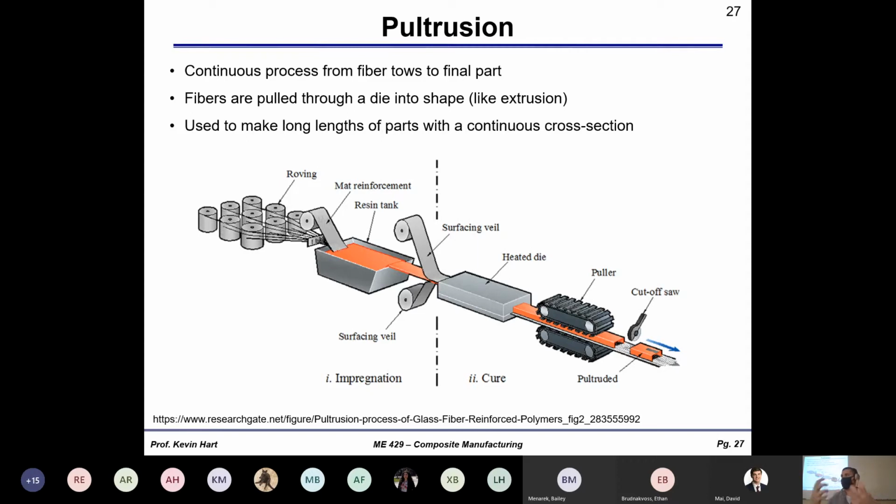So that die can have an I-beam cross section, it could have a C-shaped cross section. All sorts of crazy cross sections are possible. You just have to manufacture and make the die appropriately. Then there's some puller that's pulling all of this through the die. Usually it's called a cat track. There's a cutoff saw to give you your materials of the appropriate length, and then you just have this continuous process making these continuous materials. Okay.